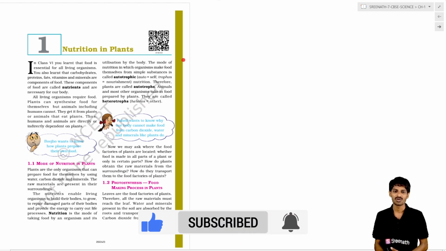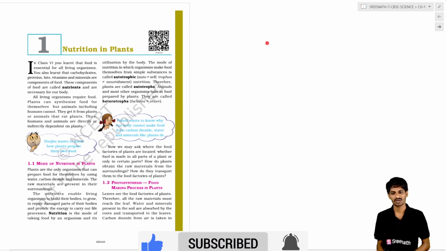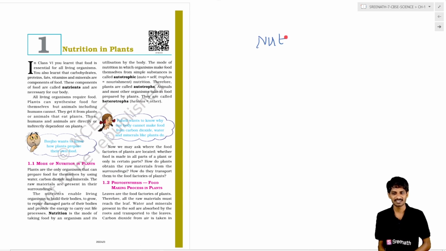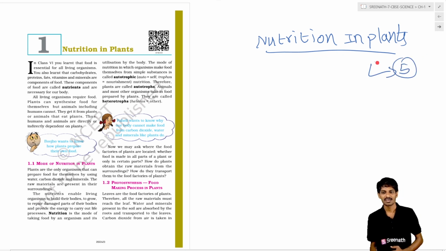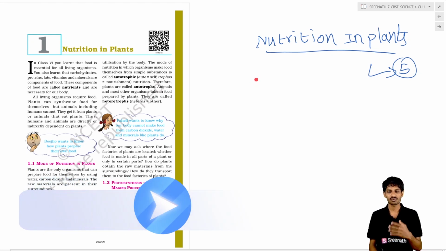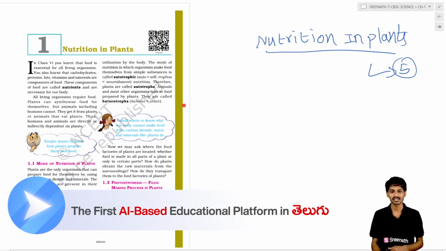Let's begin this video. What is the chapter we are going to learn? That is nutrition in plants. How many topics do we have in this chapter? In this chapter, nutrition in plants, we have 5 topics. We will learn each topic in detail. At the beginning, we have an overview of all these 5 topics. Let us join and start the overview.